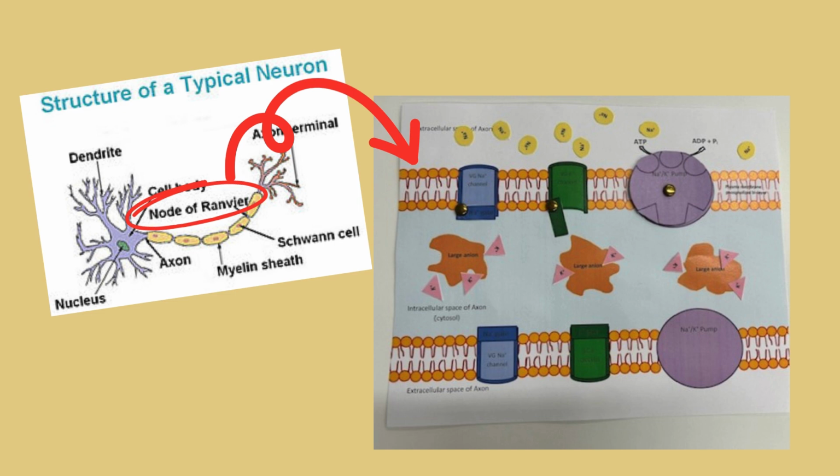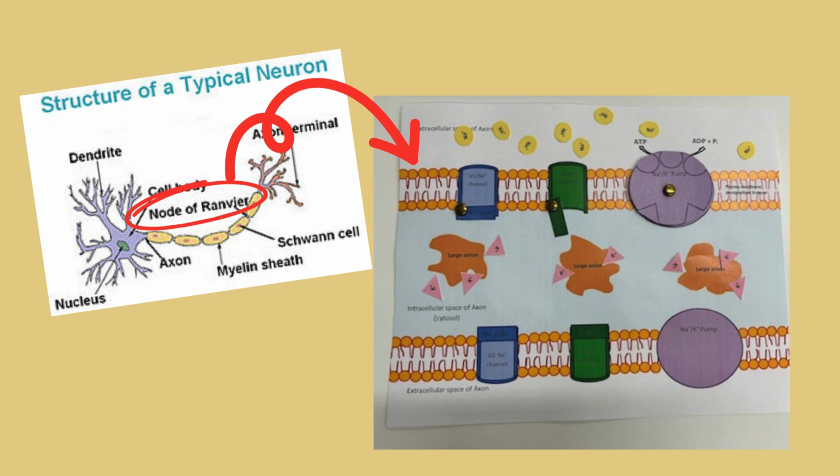On this diagram, you will find the pink triangles represent potassium molecules. They carry a positive charge. The yellow circles represent sodium molecules. They also carry a positive charge. There are 2 types of voltage-gated channels: a sodium channel represented by a blue tube and gate, and a potassium channel represented by a green tube and gate.